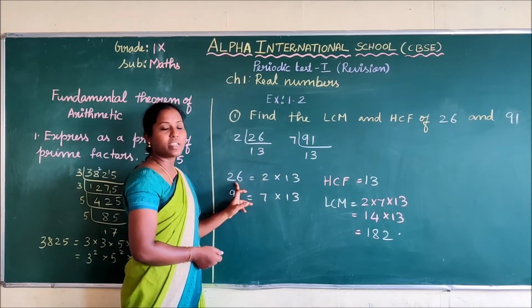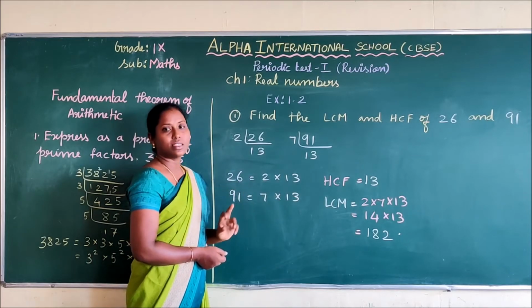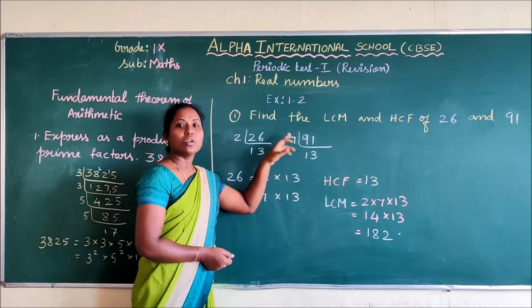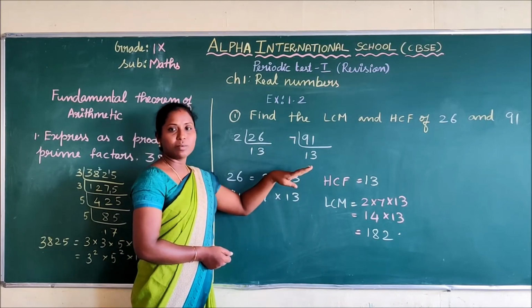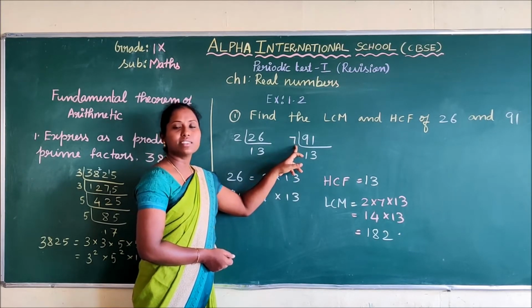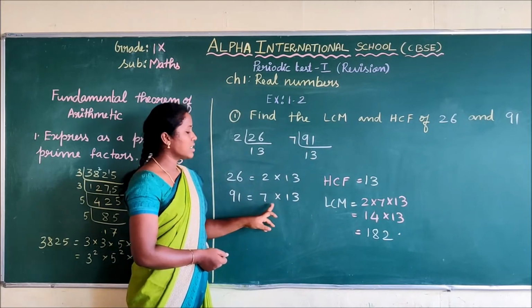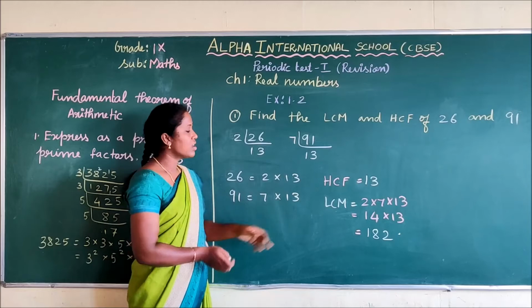So 26 is expressed as 2 into 13. 91 is 7 times 13. Okay, it is not possible to do by 2, 3, 5 tables at all, so directly we are dividing by 7. So 13 into 7 is 91. So 7 into 13 is the HCF.